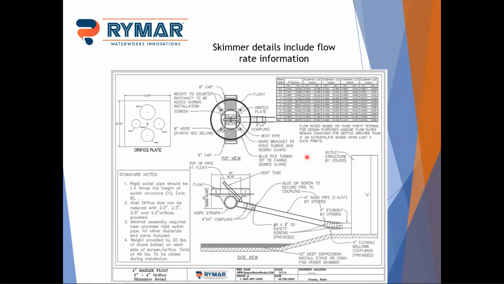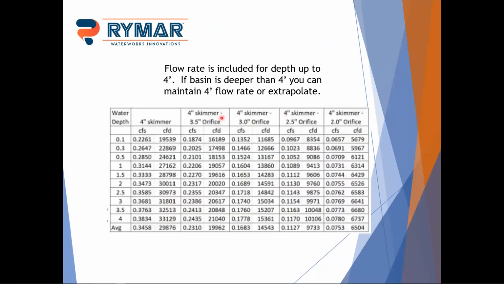When you look at our details, there's a box at the top that includes, I'll blow that up a little bit, a skimmer with each orifice size, and we give you the flow rate in CFS and in cubic feet per day at 0.1, 0.3, and then every half a foot up to 4 feet. We also give you an average flow rate just in case you want it. That average is based on the flow between 1 foot and 4 foot, because that first foot is kind of slow and the skimmer's just starting to kick in. So we base the average on the 1 foot to 4 foot depth.